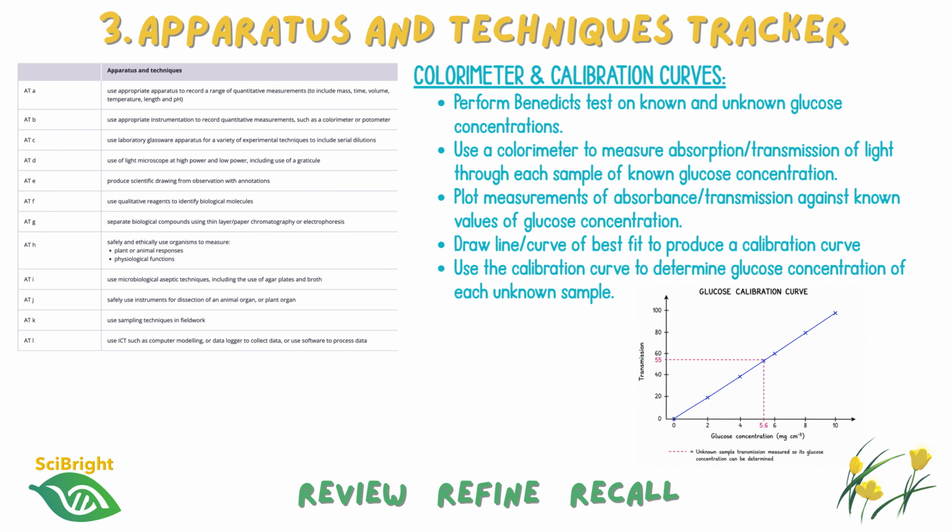Then you're going to draw a line or curve of best fit to produce a calibration curve. Then you can use the calibration curve to determine the glucose concentration of each sample of unknown concentration. The known samples will have undergone the Benedict's test, and therefore a varying concentration of precipitate will be there, which will affect the absorbance or transmission. We can then use our calibration curve to determine the unknown concentrations by their absorption or transmission.